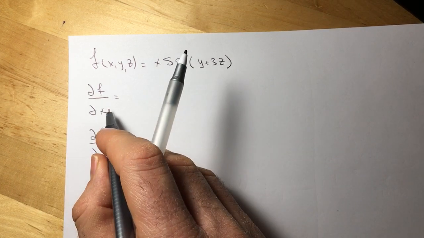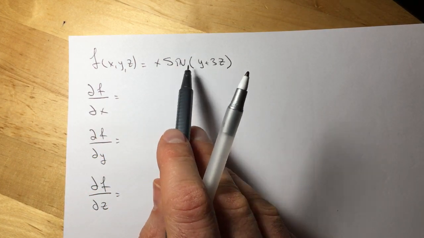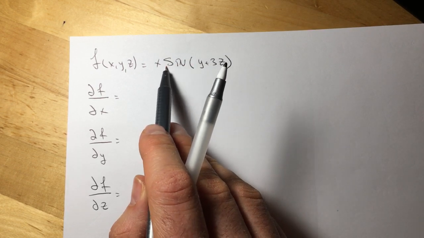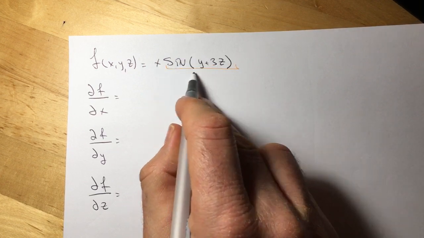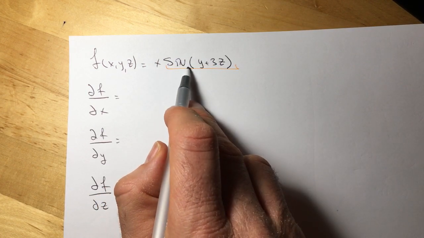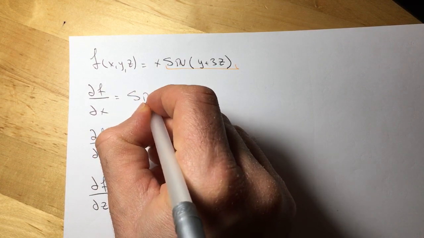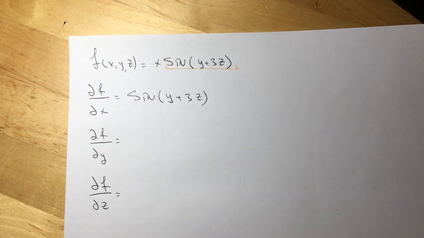So for the first derivative, look at this, sine of y plus 3z. This whole expression doesn't depend on x, so that's being treated as a constant. Derivative of x with respect to x is 1 times the constant is just the constant, sine of y plus 3z.